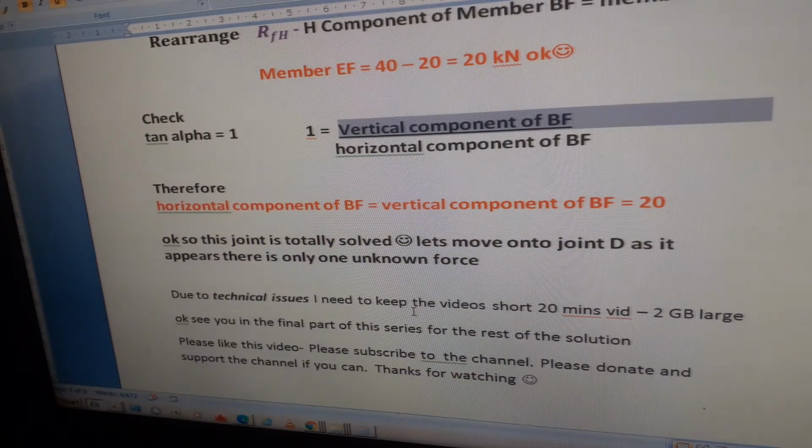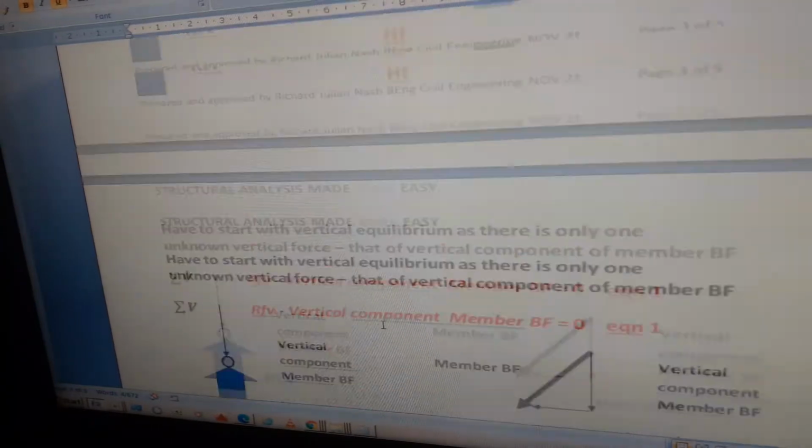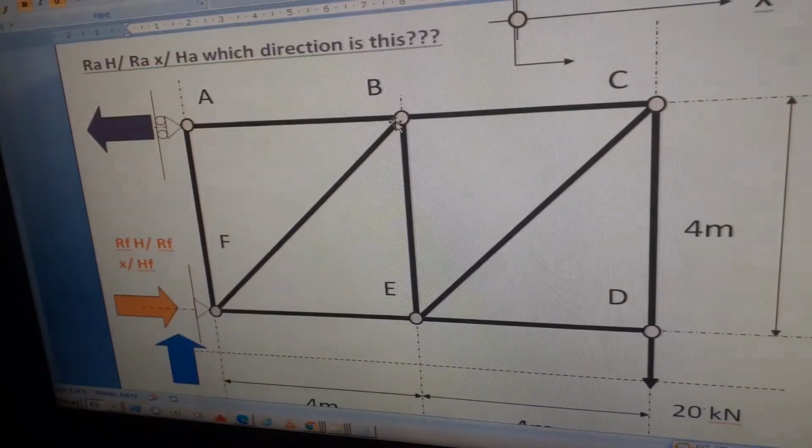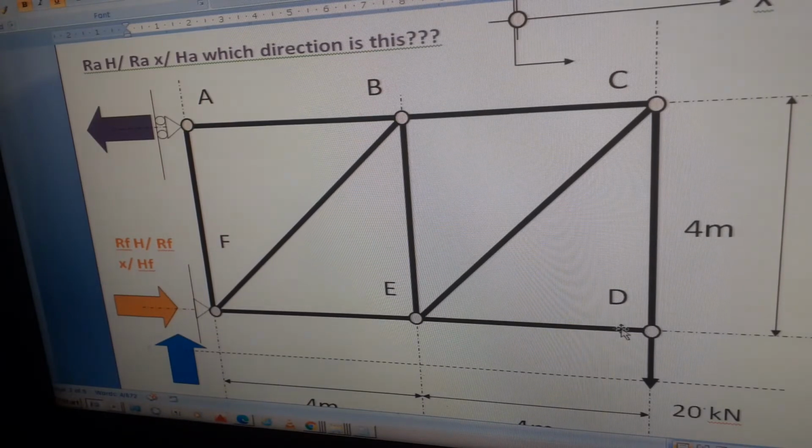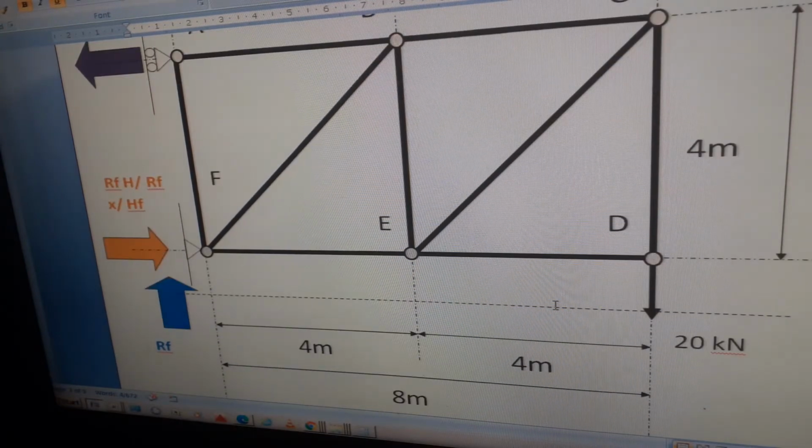Oh wow, this video is already almost 20 minutes long. As you know, this joint is totally solved. So we've found all the forces at joint F now. We could now move on to joint B, because we've got BF and AB. That means there are only two unknowns at B, BC and BE. Or we can go to D, because D will have only two unknowns as well. So we've got a choice.